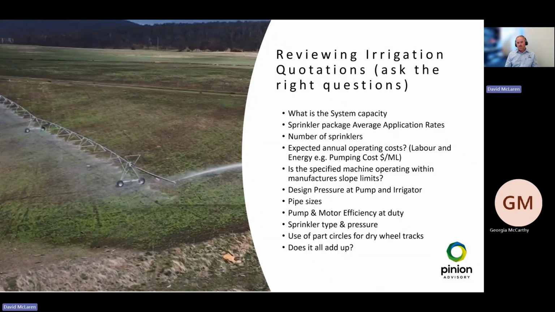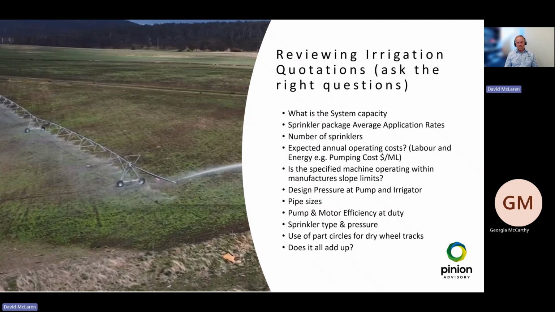Reviewing irrigation quotations, I think it's really important to ask the right questions. So when you get a quotation from supplier A, supplier B, or C, ask questions like this: what is the system capacity? What is the sprinkler package average application rate? For example, if it's a huge machine with a high system capacity, is it likely to create lateral movement of water and runoff, erosion? And if you can't get the water into the crop root zone, you've effectively failed.